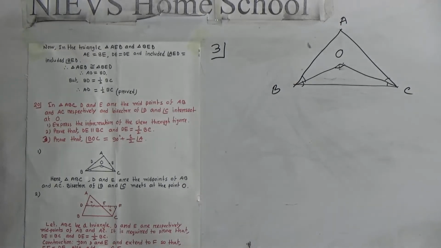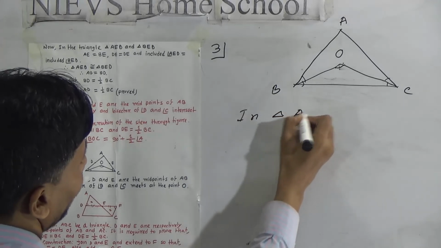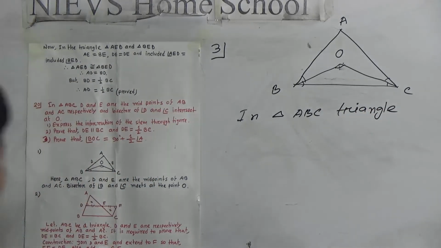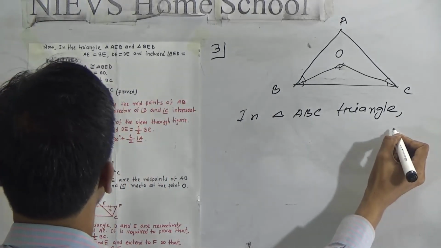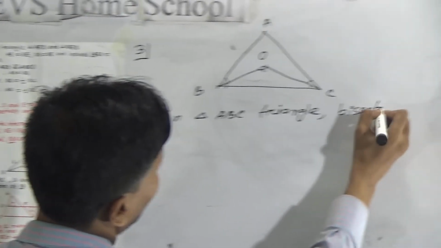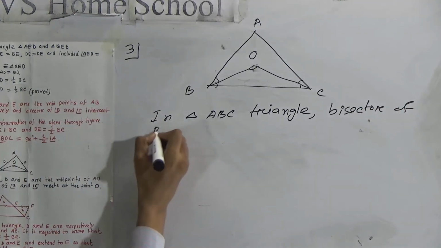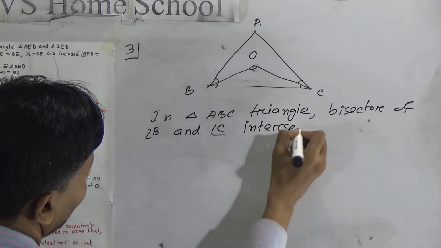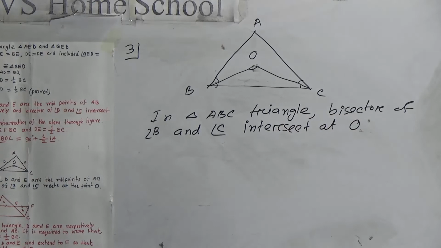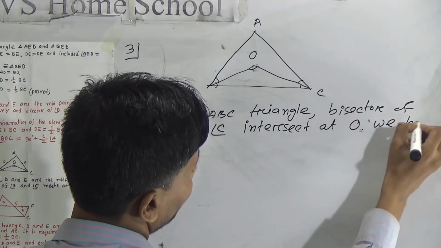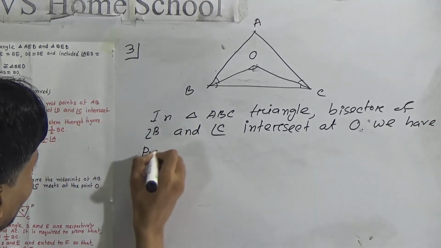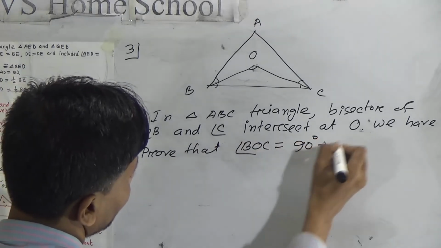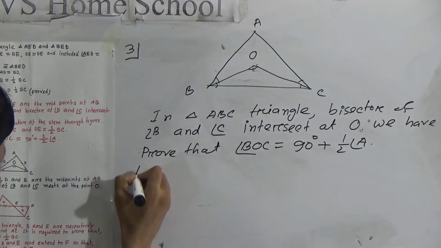Now write, in triangle ABC, the bisectors of angle B and angle C intersect at O. Okay, we have to prove that angle BOC equal to 90 degree plus half angle A. Now write proof.